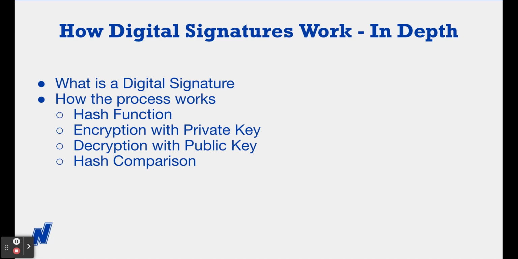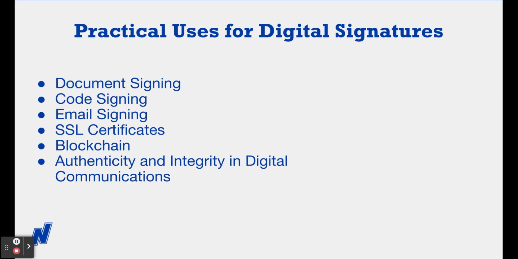If they match, it means that the integrity of the message is preserved, which means that the message was not altered during transit, and that the message is authenticated, which means that the message is indeed from the claimed sender. If they don't match, it indicates that the message was tampered with, or the sender is not authentic. Okay, next we'll go into the practical uses for digital signatures.